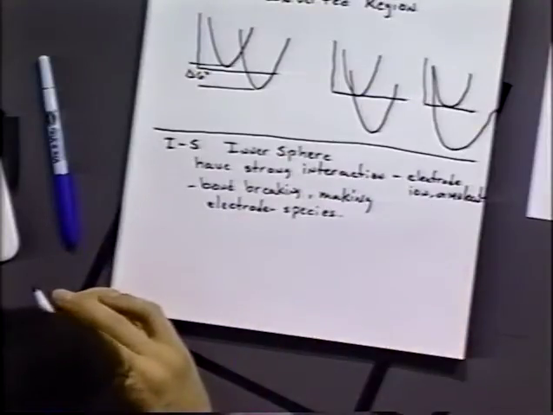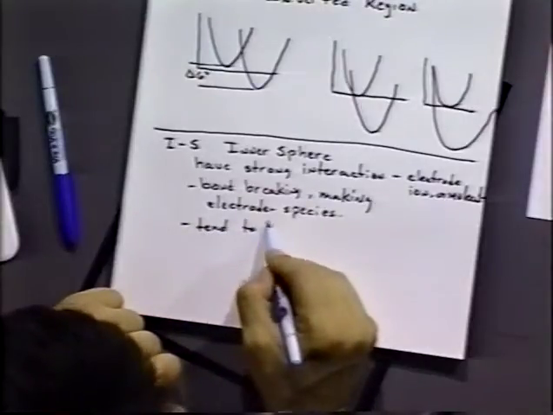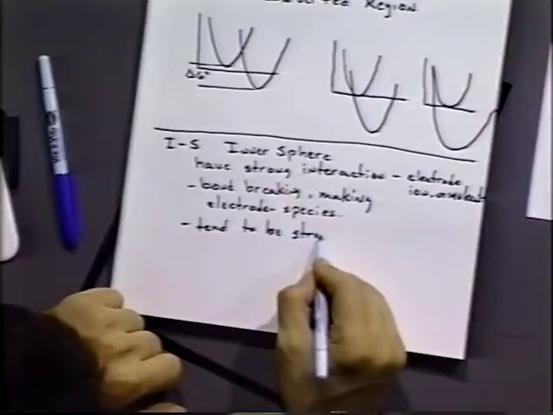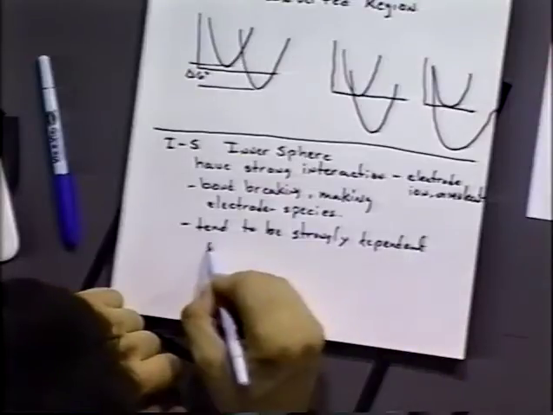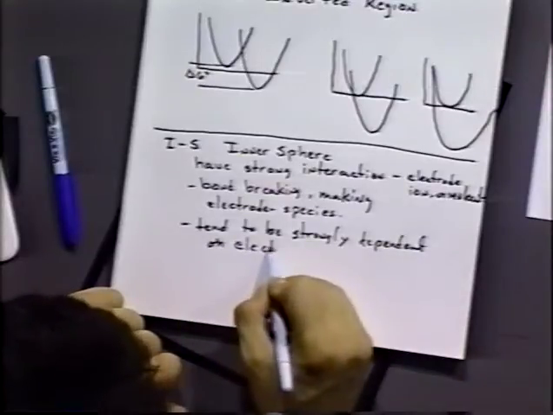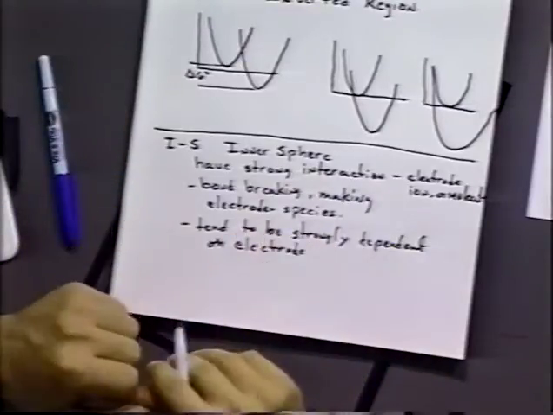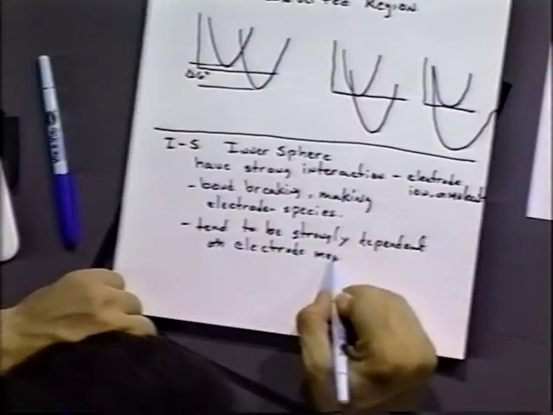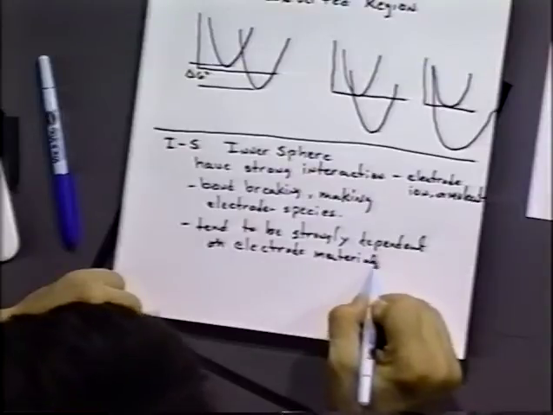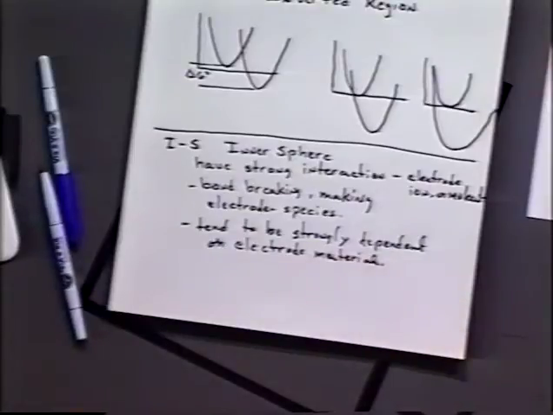What we find also is that inner sphere reactions tend to be strongly dependent on electrode material. And that makes sense. If we're talking about making or breaking bonds between the material and the electrode itself, we expect the electrode material that it's made of to be involved in that, and the electrode material would be important. The prototypical inner sphere reaction is the reduction of protons.